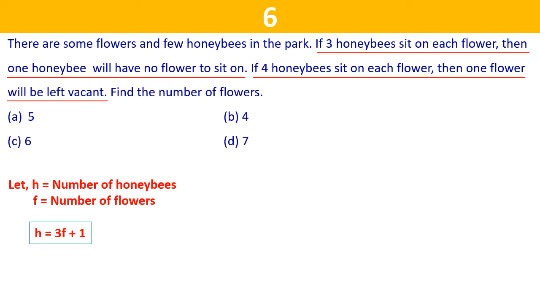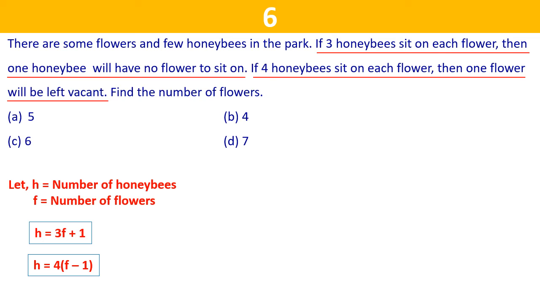The second statement, if you read, where it says, if 4 honeybees sit on each flower, then 1 flower will be left vacant. It means 4 honeybees are sitting on how many flowers? F minus 1 flowers. So how will the second equation be? H is equal to 4 times (F minus 1).